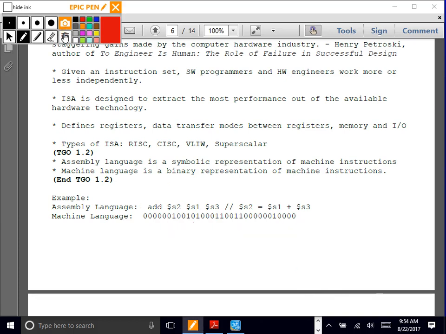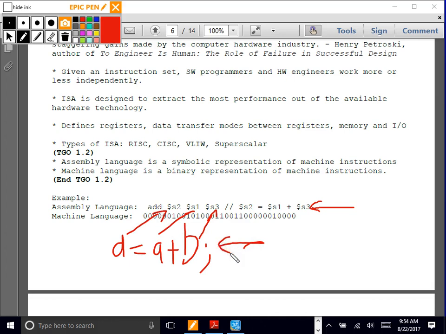By the end of the semester, this is something that will make a lot more sense, so please don't feel intimidated. This is just a high-level overview. You will learn how to take, for example, D equals A plus B, and assign a register, then assign another register, assign a third register, and then indicate the operation. So that's the process of translating from code to assembly, and then from assembly, you get down to the machine language. That's a brief overview of the compilation process.